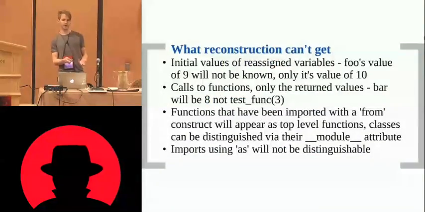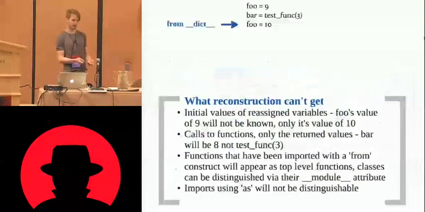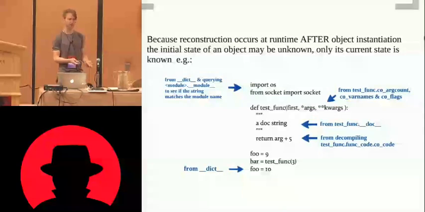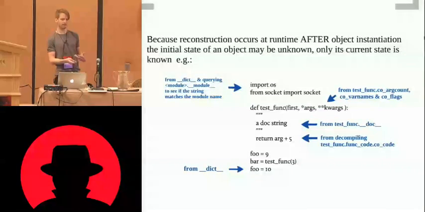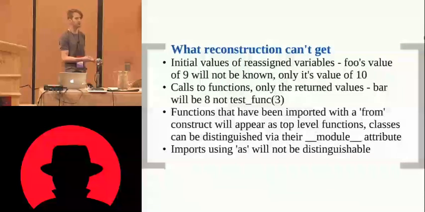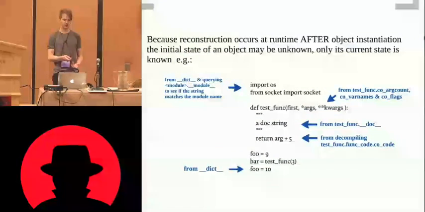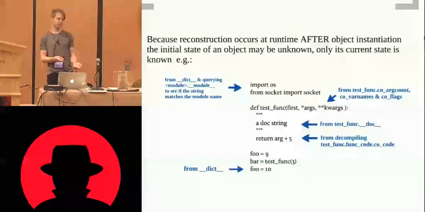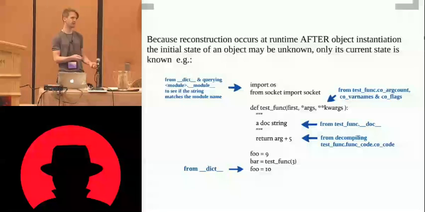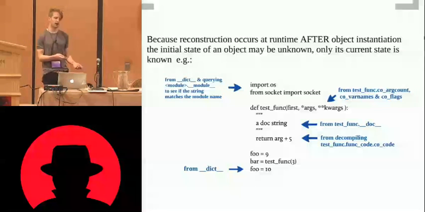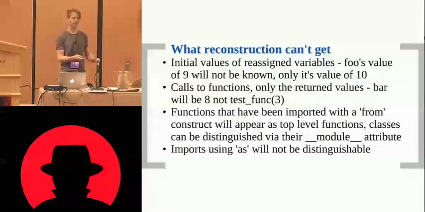There are some things that we can never reconstruct. As we can see, foo has an initial value of 9, but then foo is changed to 10. At runtime, we're never going to know that it was initially 9. We can only get its current state. Calls to functions like bar, we won't see that bar called testfunc3. We'll see that bar testfunc3 returned some value. So we get the returns from functions.